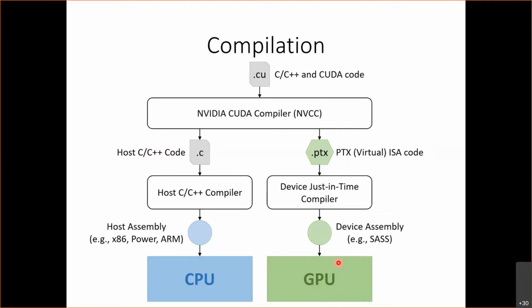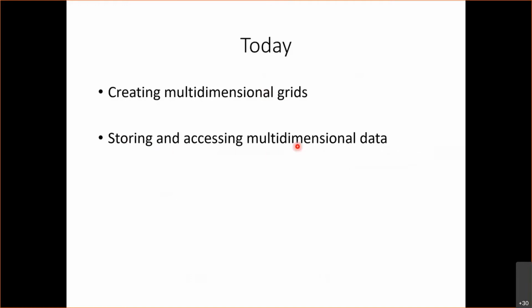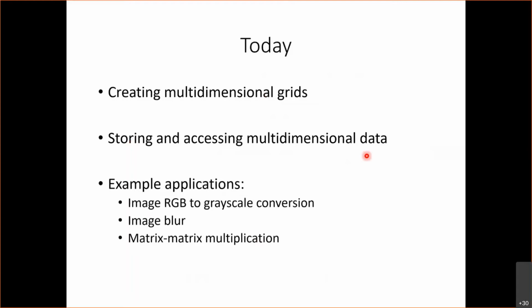Okay, so today we're going to continue with data parallelism, but we're going to look at how to create multi-dimensional grids. We're going to look at how to store and access multi-dimensional data, and we're going to have three running examples throughout today's lecture. The first one is converting a colored image represented with RGB to a grayscale image. The second one is blurring an image, and the third one is matrix-matrix multiplication.